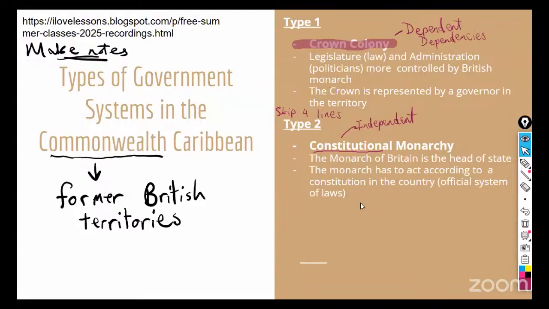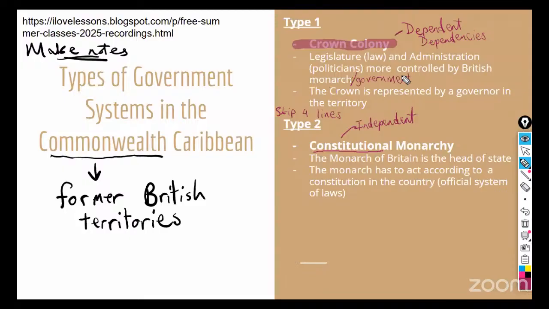So even up here where we talk about the crown colony and we say that the legislature is controlled by the British monarch, it's controlled by the British government system. So I'm going to put monarch/government up here actually. I just want us to understand that the role of the monarch is like the role of the president in a country with a president.